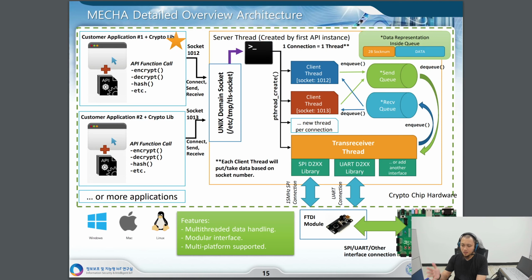This can be SPI, UART, or other protocols, and this is very modular and portable. For example, here we have a 15 megahertz SPI connection, which uses the SPI to XX library, or we can change to UART to XX library or a different interface.